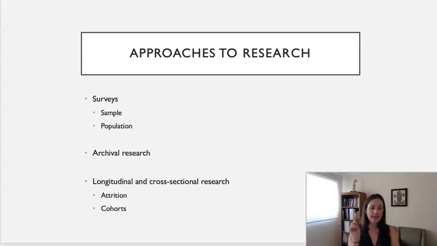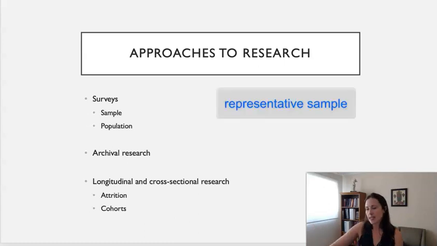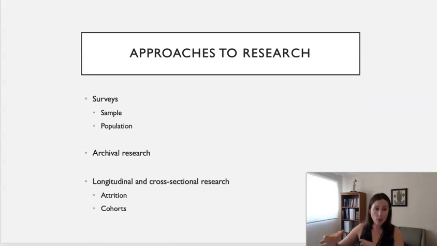But what you need to make sure is that your sample is what we call a representative sample. I can't remember if I talk about this later, because again, this applies in more than just this type of research. But you want a representative sample. And what a representative sample means is that your sample looks like your population so that you can generalize to the population.